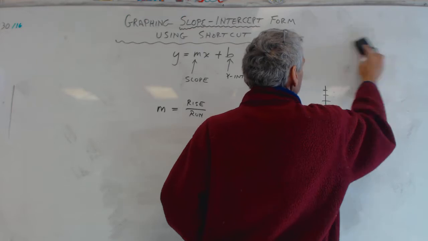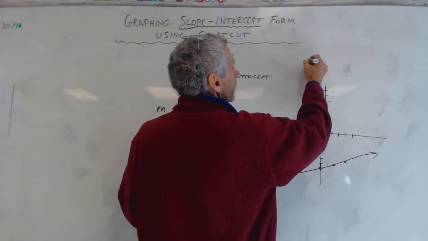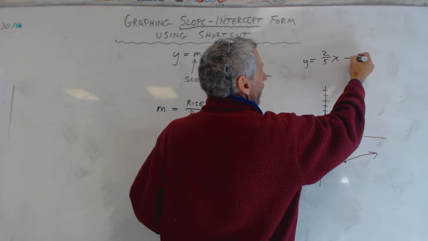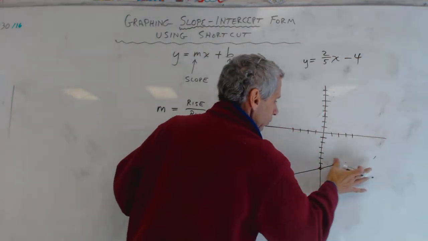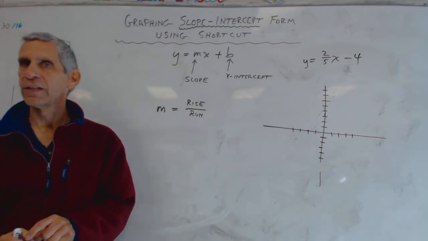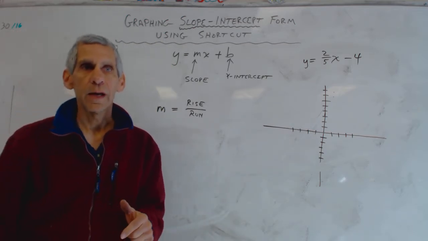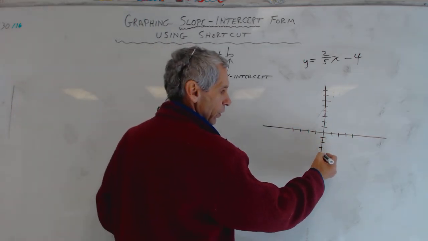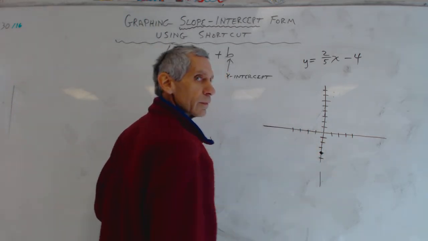All right, let's try another one. y is equal to 2/5 x minus 4. What do I do? What's the first thing I do? I go down to -4. 1, 2, 3, 4, that's my point.